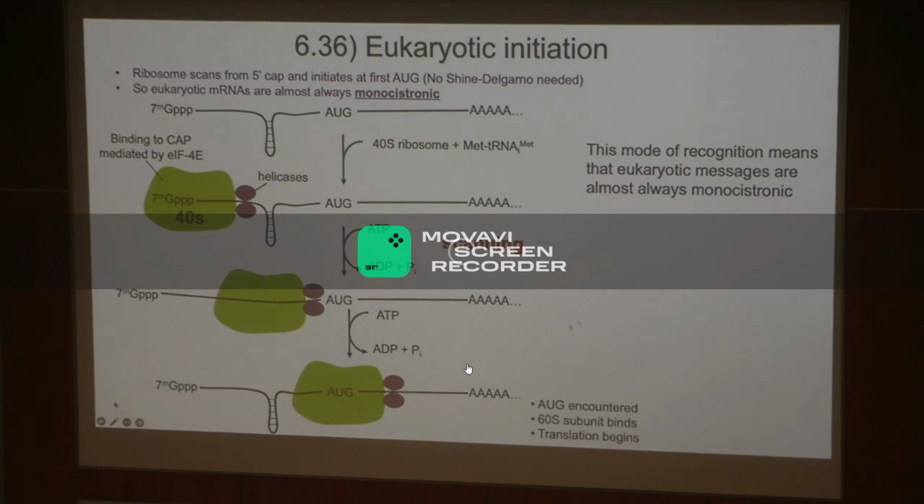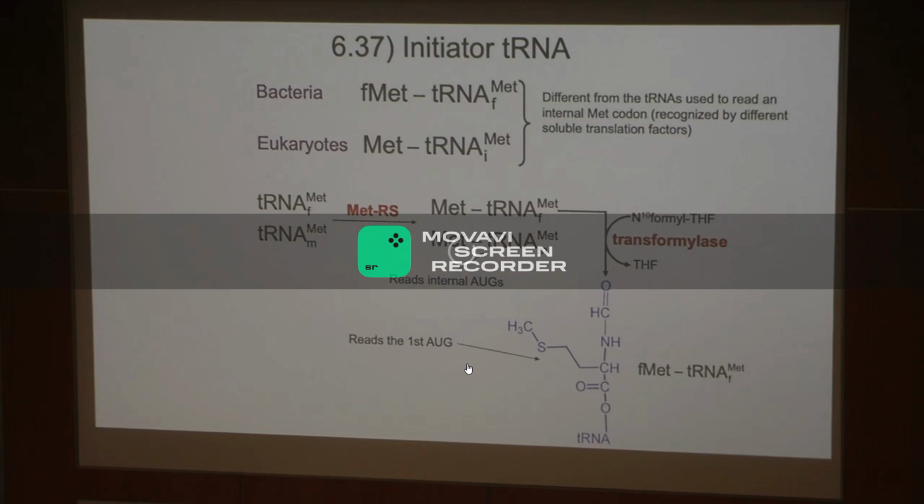Okay, so in addition to a start codon to initiate translation, we need an initiator tRNA. Okay, and so the initiation codon is always a methionine codon, and so the initiator tRNA is a tRNA methionine.